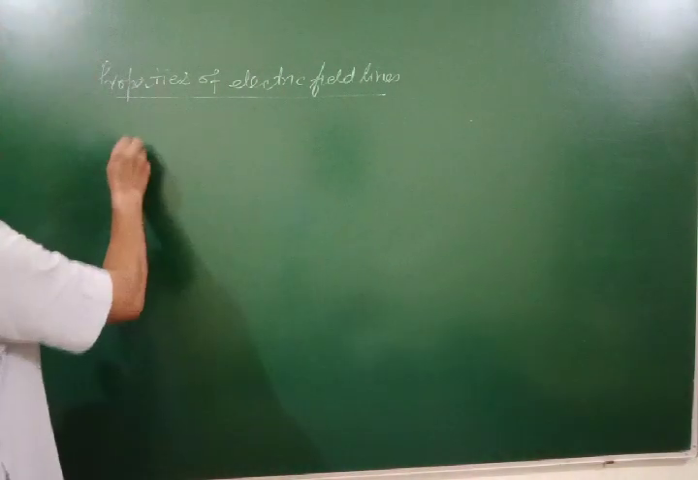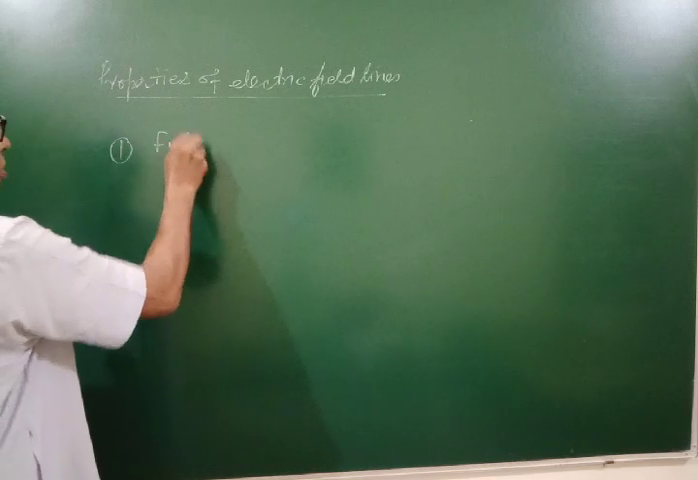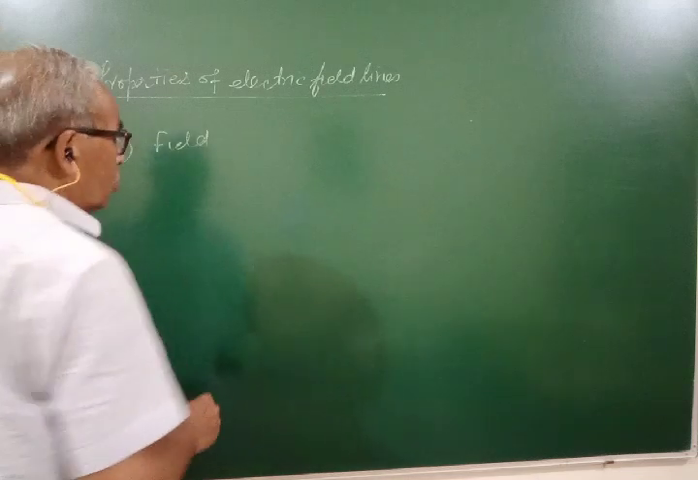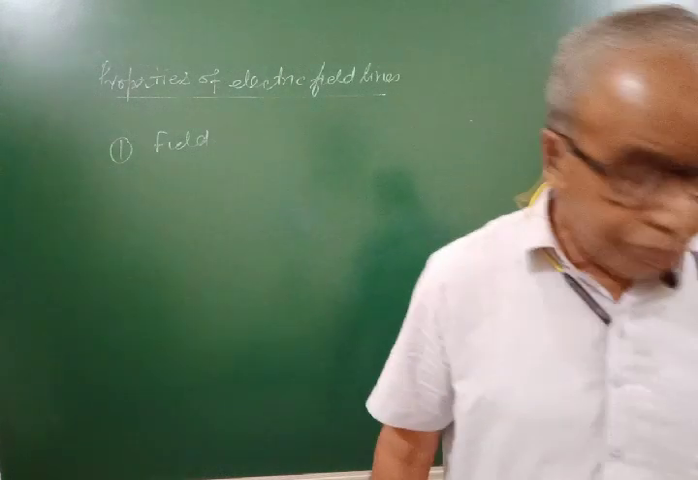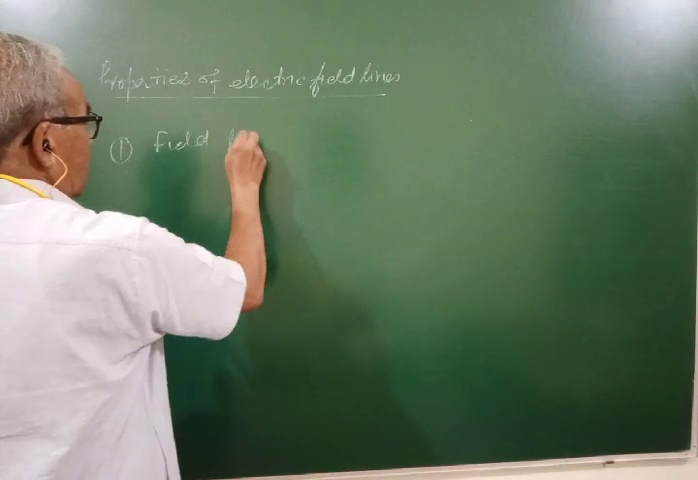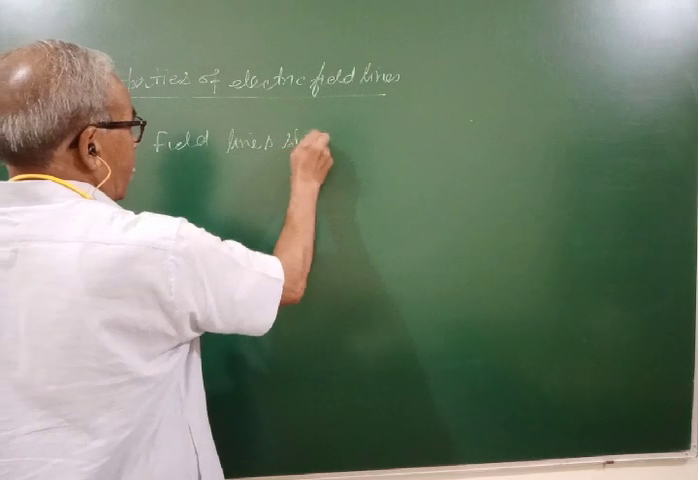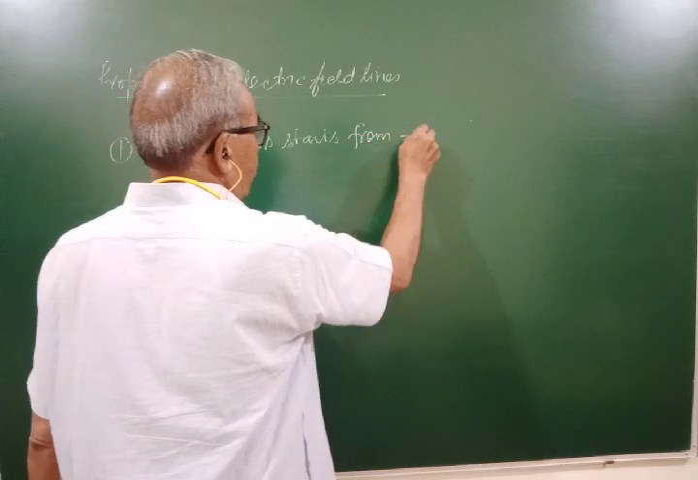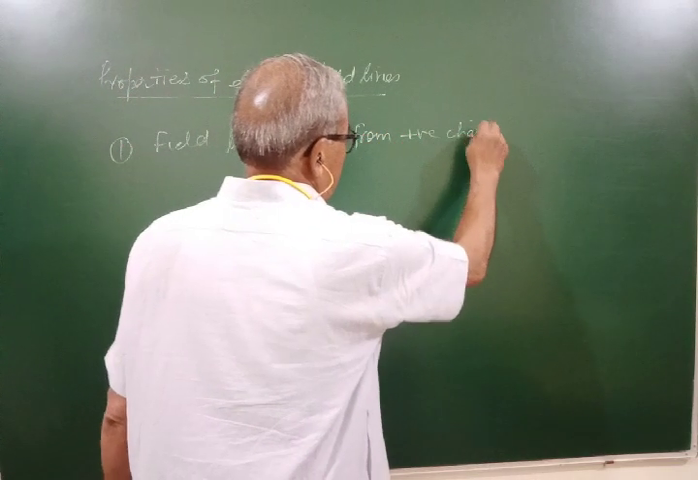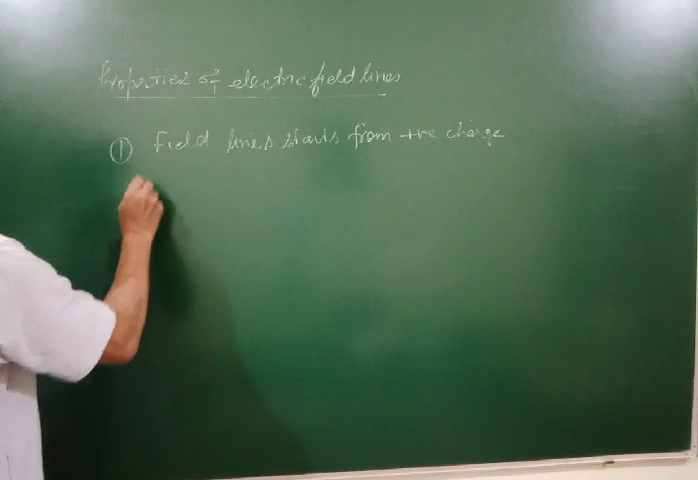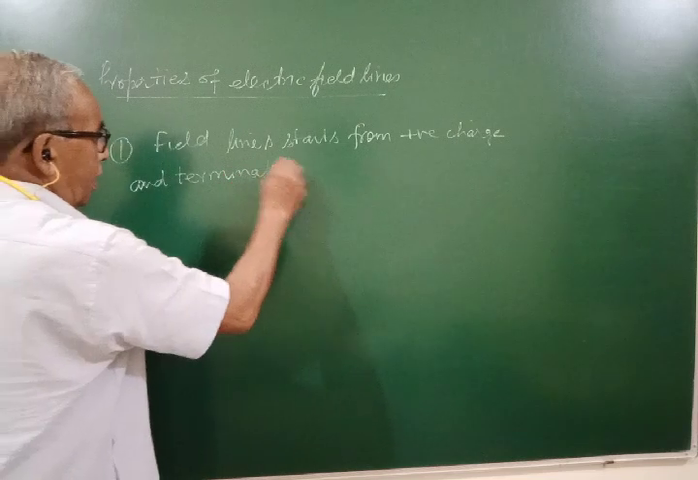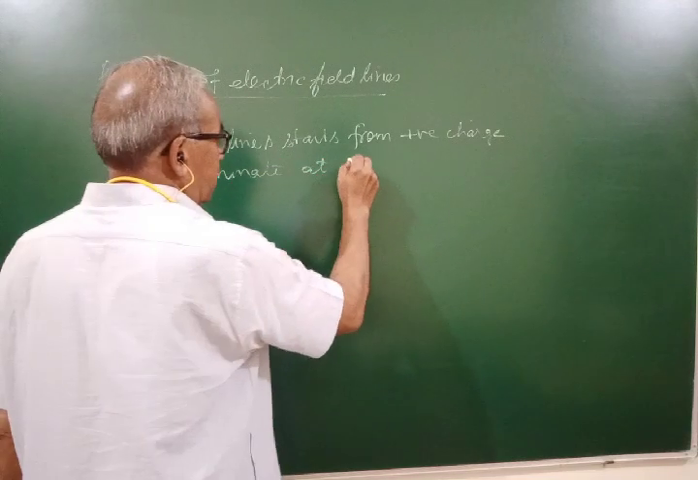So the first property of field lines. Actually, these are the words of NCERT. I am writing as such, or you can see your NCERT book on page 25, volume 1. Field lines start from positive charge and terminate at negative charge.